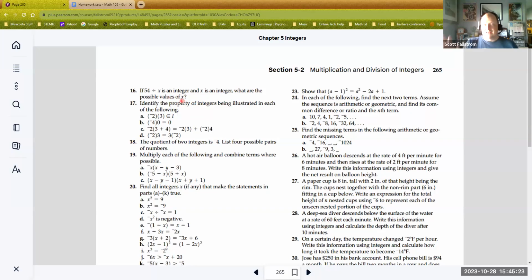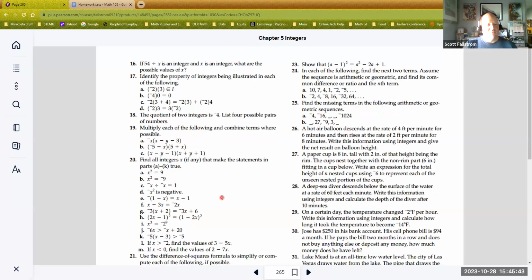This ties back together with what we did in chapter 4. So we're talking about divisors again, because it does divide. Identify the property. Remember, if you need to, flip back a few pages, but you have the identity property, commutative, associative, distributive property of multiplication over addition. Those are the property names that we're looking for.